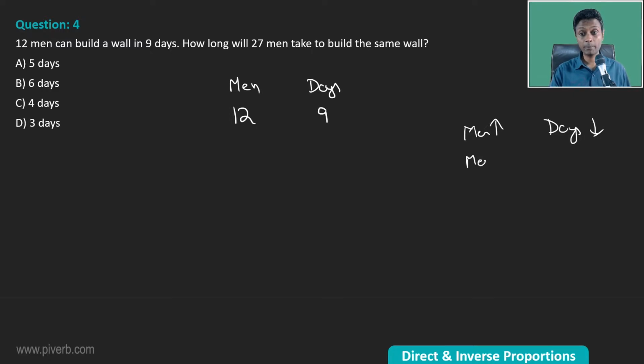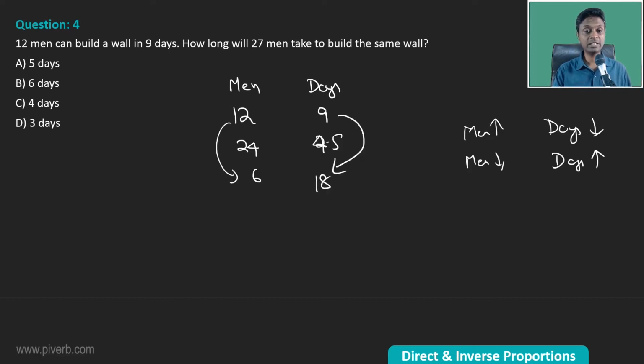The number of men reduces, then the number of days will increase. So if this doubles and say this becomes 24, this will become half, 4.5. If this halves and becomes 6, this will double and become 18.